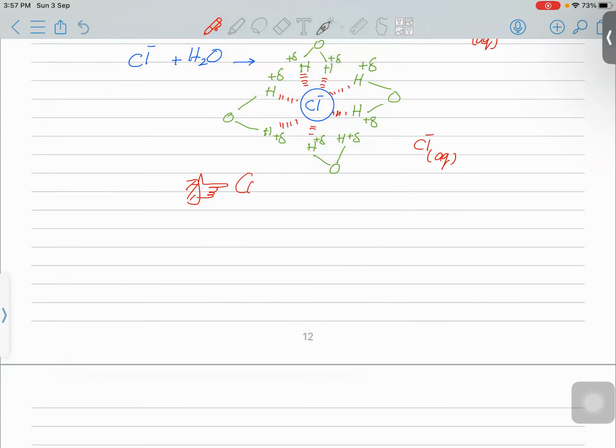Next question is conductivity. Ionic compounds conduct electricity, but in molten and in aqueous form.